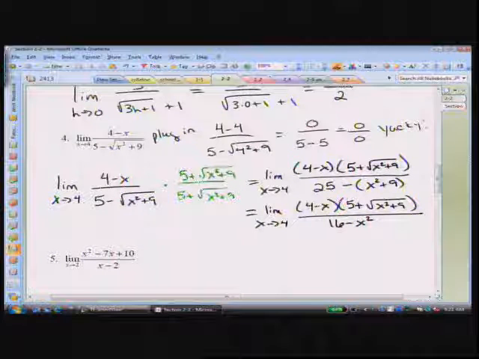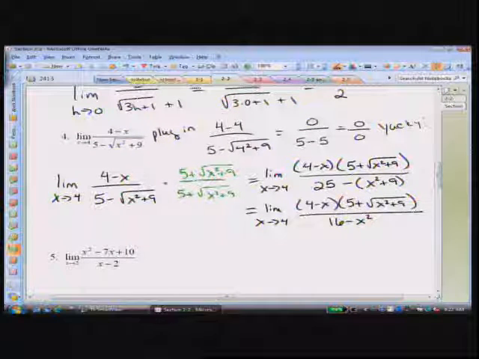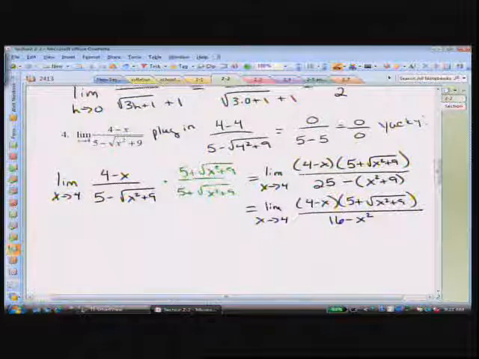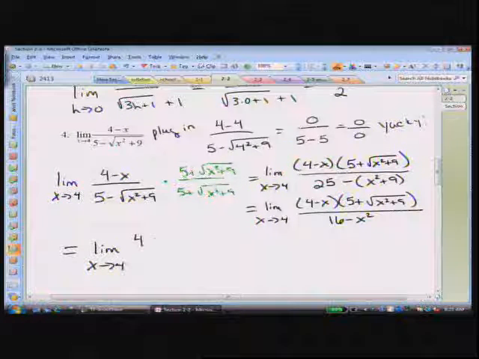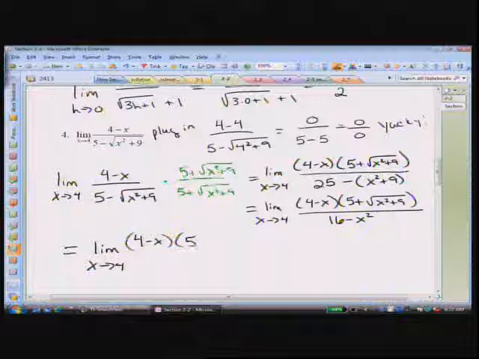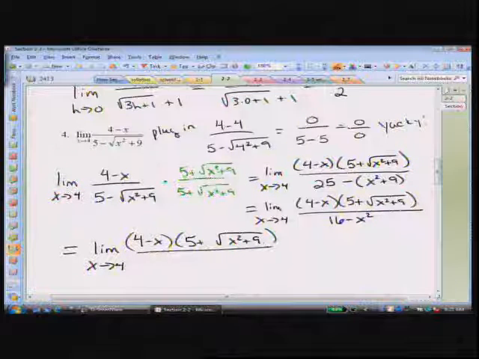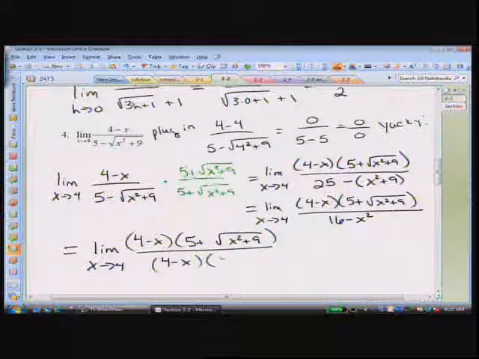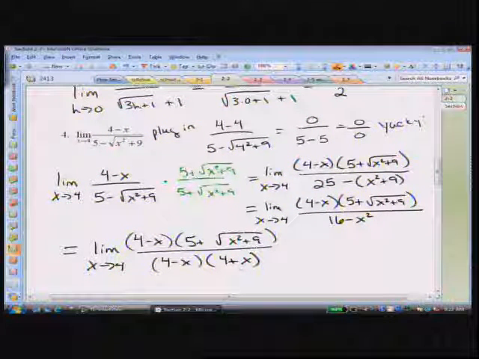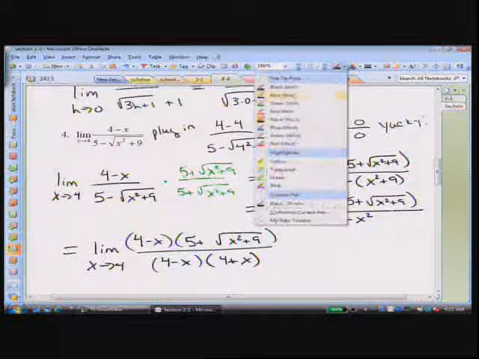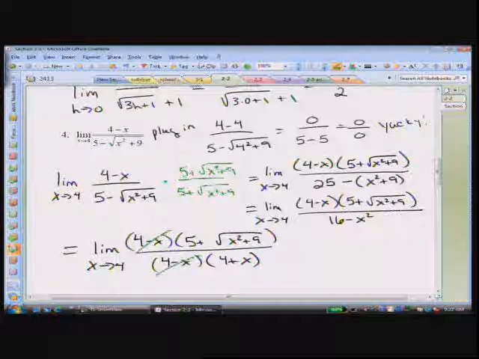Feel okay? Okay, and then this 16 minus x squared is actually the difference of two squares. So I can factor that as 4 minus x times 4 plus x. Remember the difference of two squares, how that factors. Okay, and then what's the cool thing that happens? Well, hopefully we see that the 4 minus x's cancel.